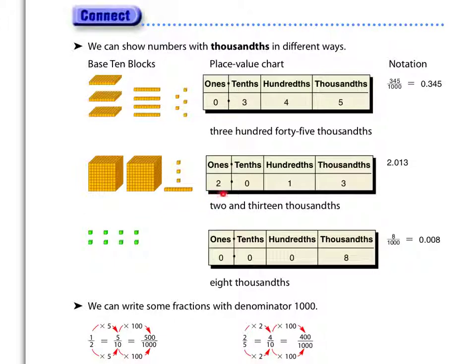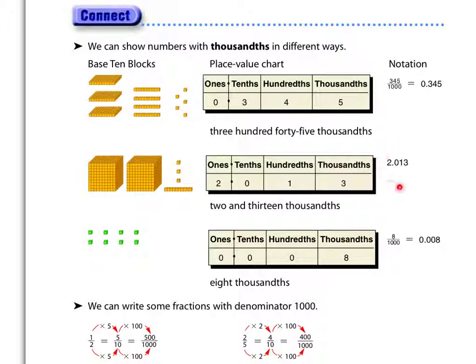When it comes to a number that has a digit in the ones place, we're going to have a cube be the ones place, a large cube. We have 0 tenths, so we don't need any flats. We have 1 rod for our hundredths and 3 small cubes for our thousandths place. So that would be our base 10 way of showing this number. In a place value chart, we could have 2 ones, 0 tenths, 1 hundredth, 3 thousandths.